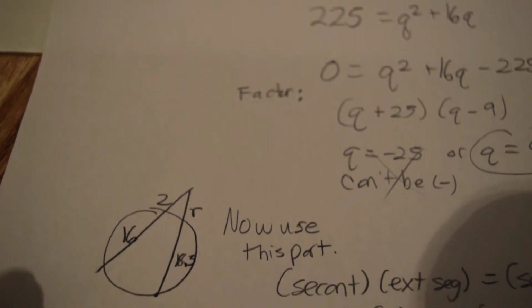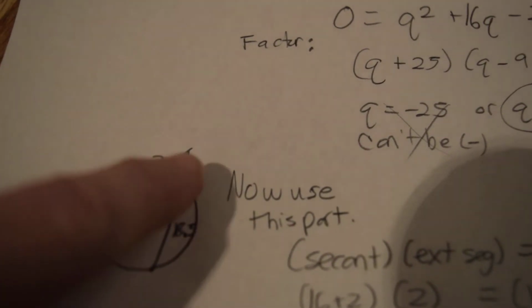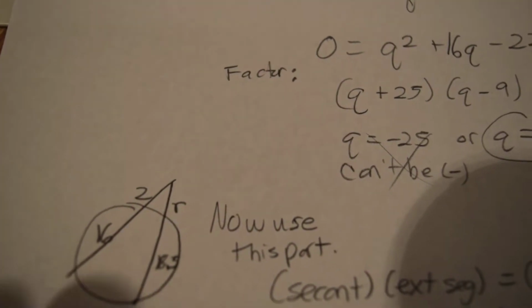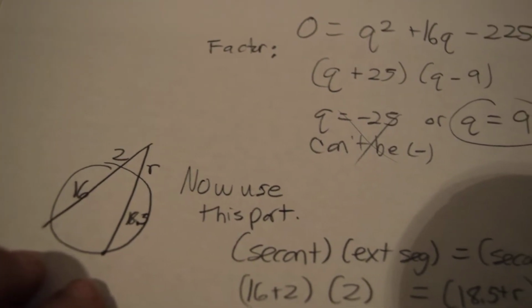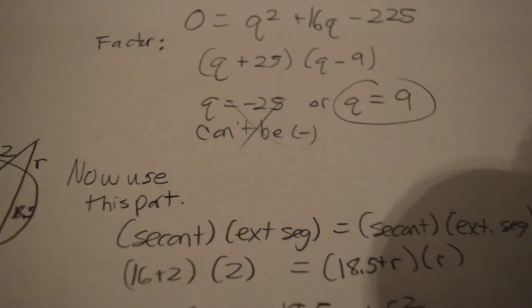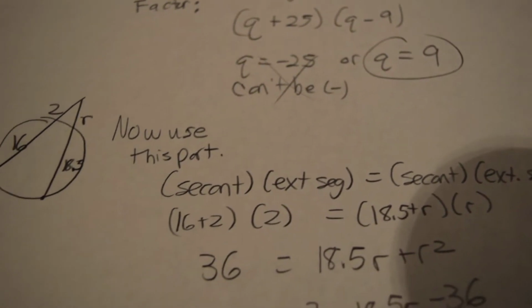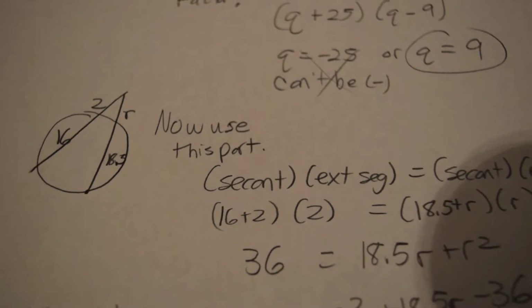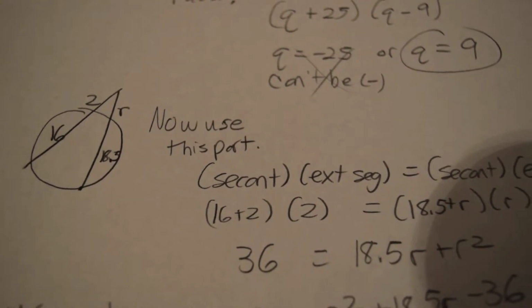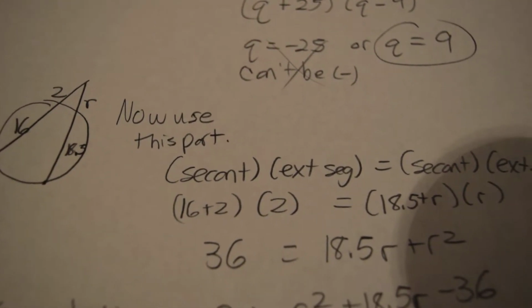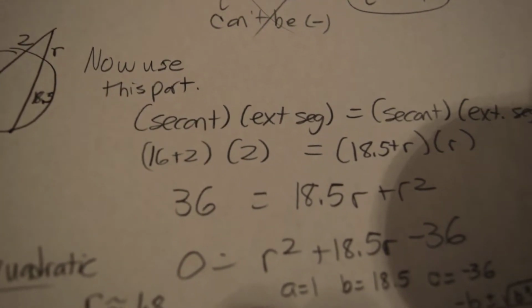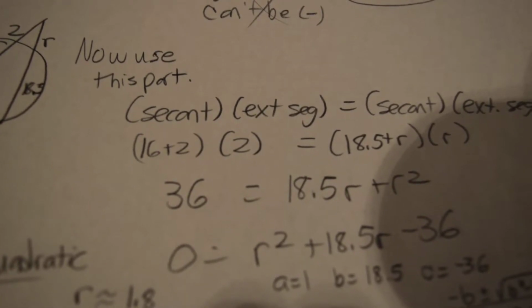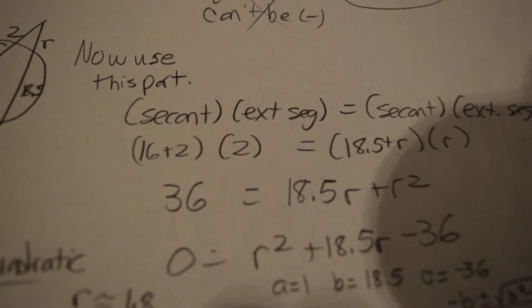Now I'm looking where the other piece is, and I'm going to say, ooh, I can use the 2 secants. Again, I don't need to extend outside the other part of the circle, and I'm going to use secant times the external segment equals secant times the external segment. So in the first one, 16 plus 2, or 18 is the secant, external segment's 2. 18.5 plus R times R for the other one gives me something that becomes R squared plus 18.5R minus 36.